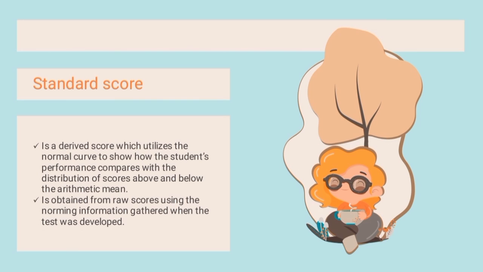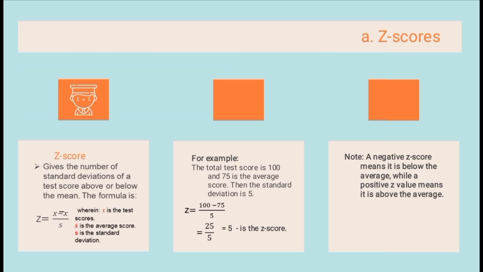So, under the standard score, may tinatawag tayong z-scores. Z-score gives the number of standard deviations of a test score above or below the mean. The formula is z equals the test score minus the average score divided by the standard deviation. So for example, the total test score is 100 and 75 is the average score. Then the standard deviation is 5.